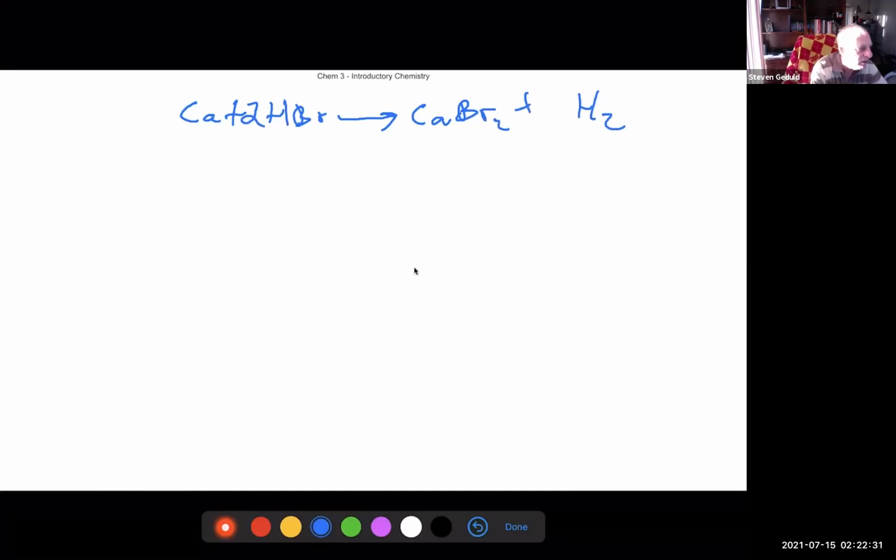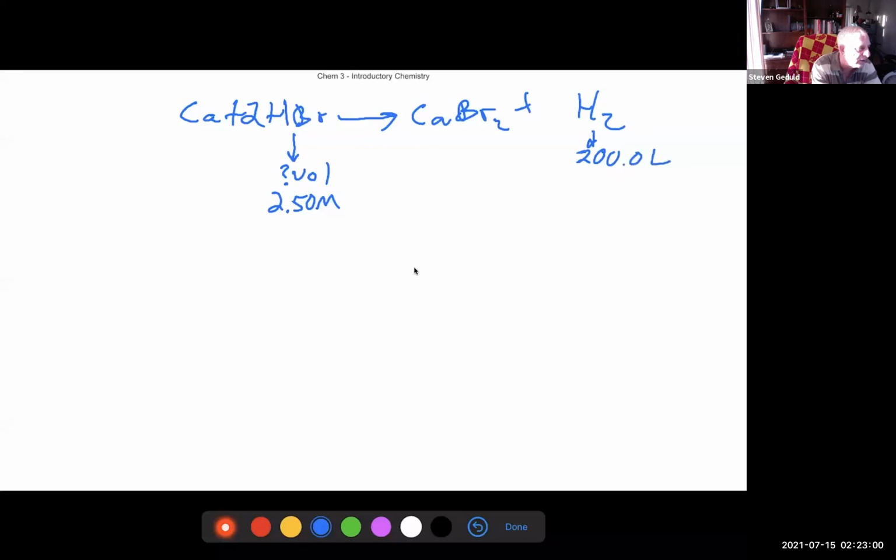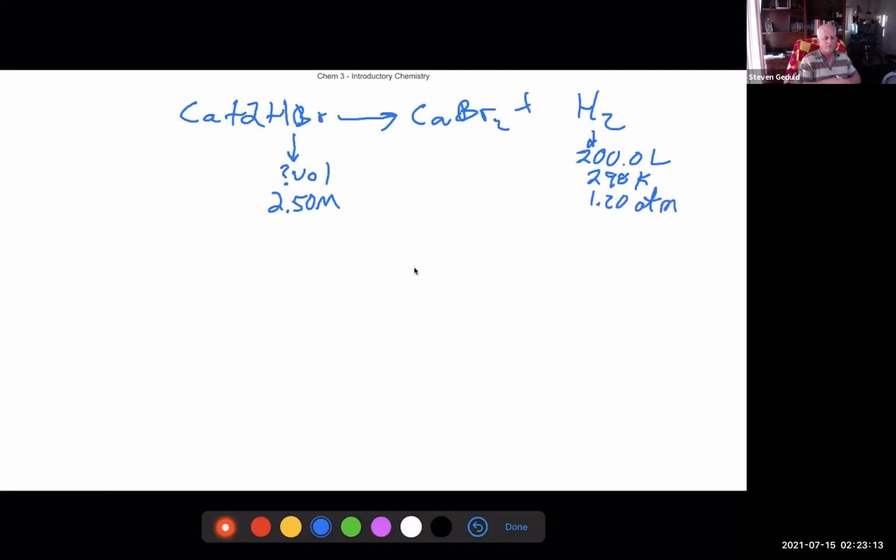We're looking for the volume of HBr. So what volume of 2.50 molar HBr is required to produce 200 liters of hydrogen gas? 200.0 liters at a temperature of 298 Kelvin and a pressure of 1.20 atmospheres. Okay, that's everything we have now written down in front of us.